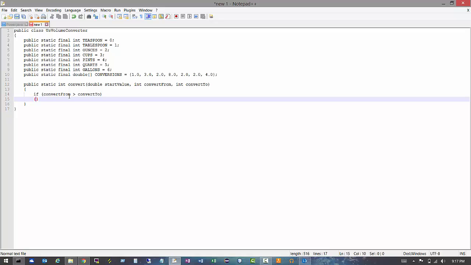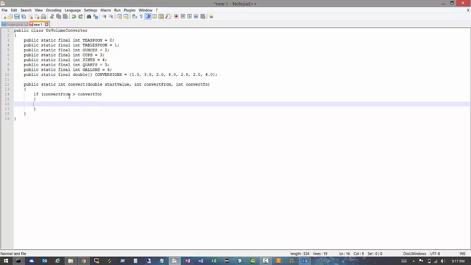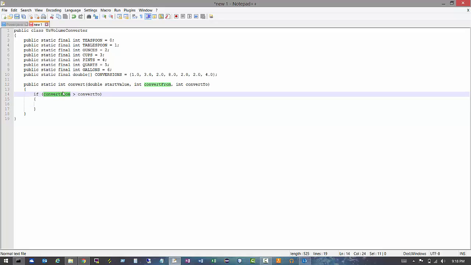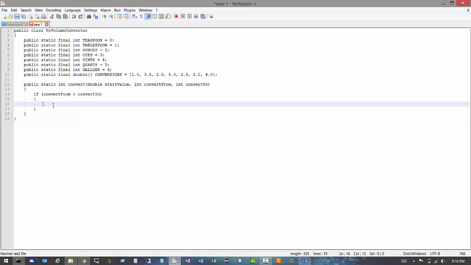So here's where that objective ranking system of 0 to 6 works. If I'm converting from gallons to teaspoons, gallons is going to be larger than teaspoons. When we go from larger to smaller, we're going to be doing some multiplication because 1 gallon is going to be a large number of teaspoons. So the start value is going to get much larger going to the smaller unit.